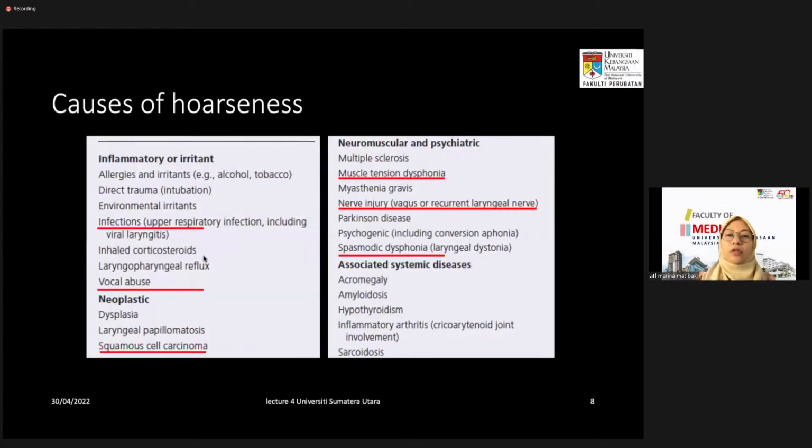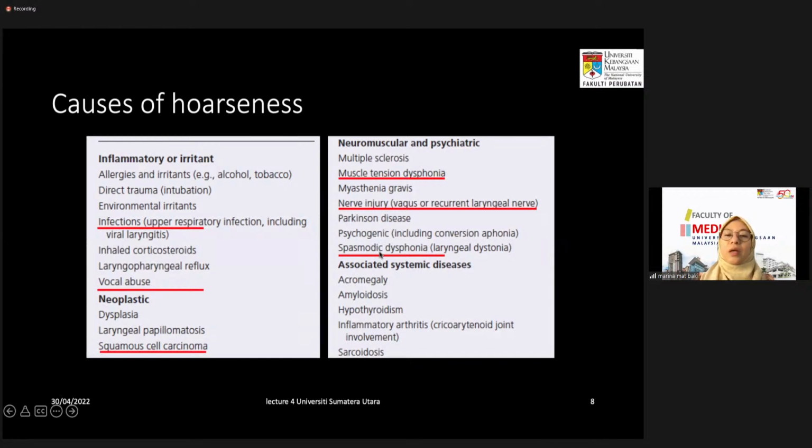What are the causes of hoarseness? This is a long list of causes of hoarseness, but the ones that I have underlined in red are the common ones: infection, vocal abuse, laryngopharyngeal reflux is common. Neoplastic, the commonest is squamous cell carcinoma. Neuromuscular, or some people call it neurological disorder, like nerve paralysis. There's something that I want to correct here. I purposely put it here, but I want to tell you this classification is inaccurate.